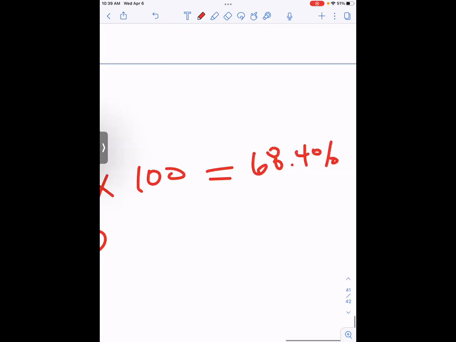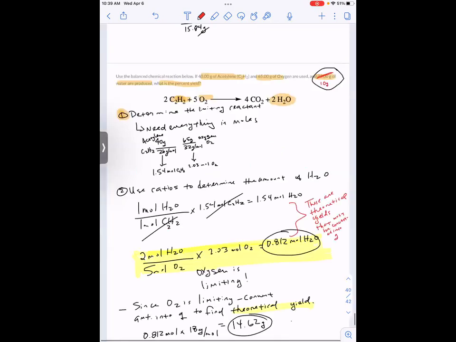Do y'all understand why we couldn't use that 25 as the actual yield? That would be over 100%. If the theoretical is 14 grams and it's telling us we made 25 grams, something isn't right. Whoever wrote this problem either wrote it as a trick, or they just made an honest mistake, which happens.